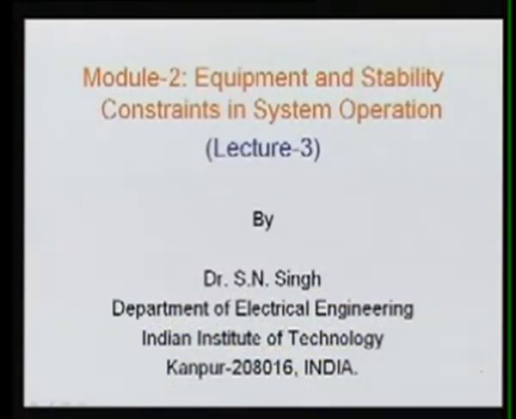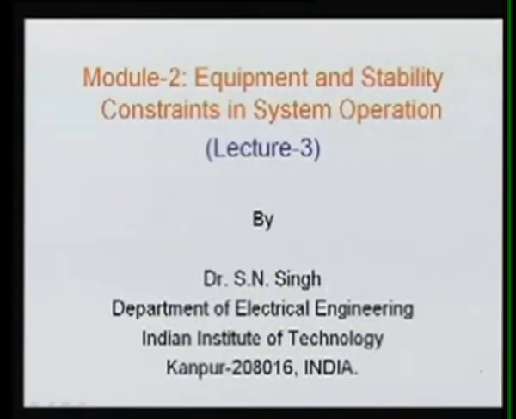Welcome to lecture number 3 of module 2, that is equipment and stability constraints in power system operation. In the last lecture we saw the various types of generators in terms of their construction. We can use cylindrical rotor machine alternators for thermal power generators and salient pole type synchronous generators for hydropower generators. Due to technical reasons, steam turbines are very efficient at high speed, so we go for the minimum number of poles, that is, 2 poles, and hydro turbines are technically efficient at low speed.